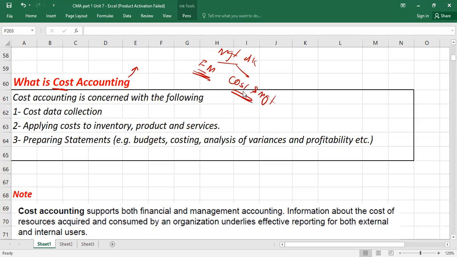But our point is what? To discuss cost accounting. So here I'm going to start with the definition of cost accounting. Understood? So I need concentration, guys.